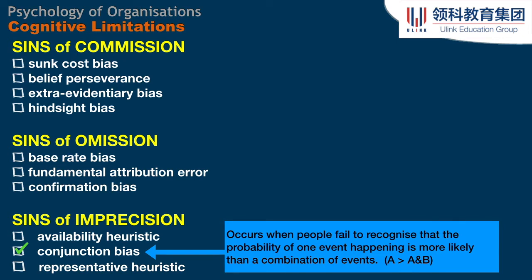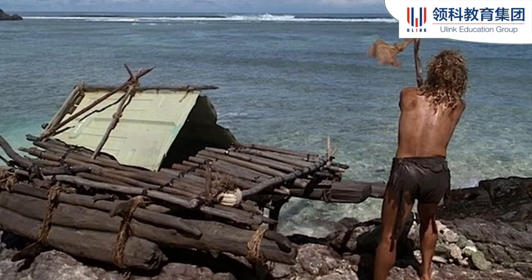So let's not cover all of these, because there are 10 of them. Is that 10? Yeah, it's 10. If we cover all 10 of these cognitive limitations, we'll be here for quite a while. So let me just highlight one from each of the categories. We already talked about conjunctive bias in sins of imprecision. Let's talk about a sin of commission. And this one is pretty easy to understand.